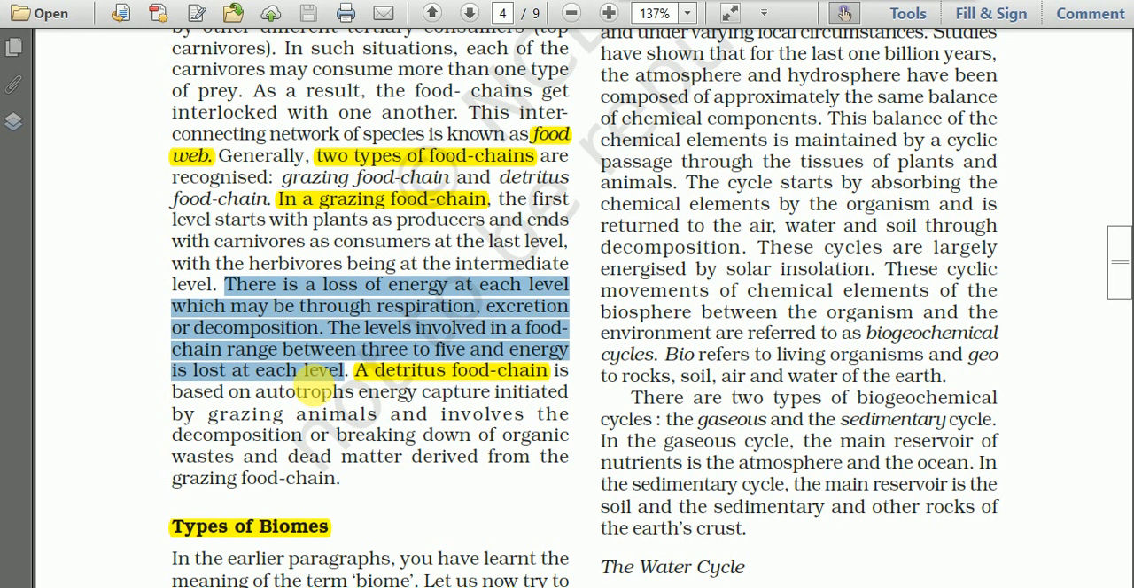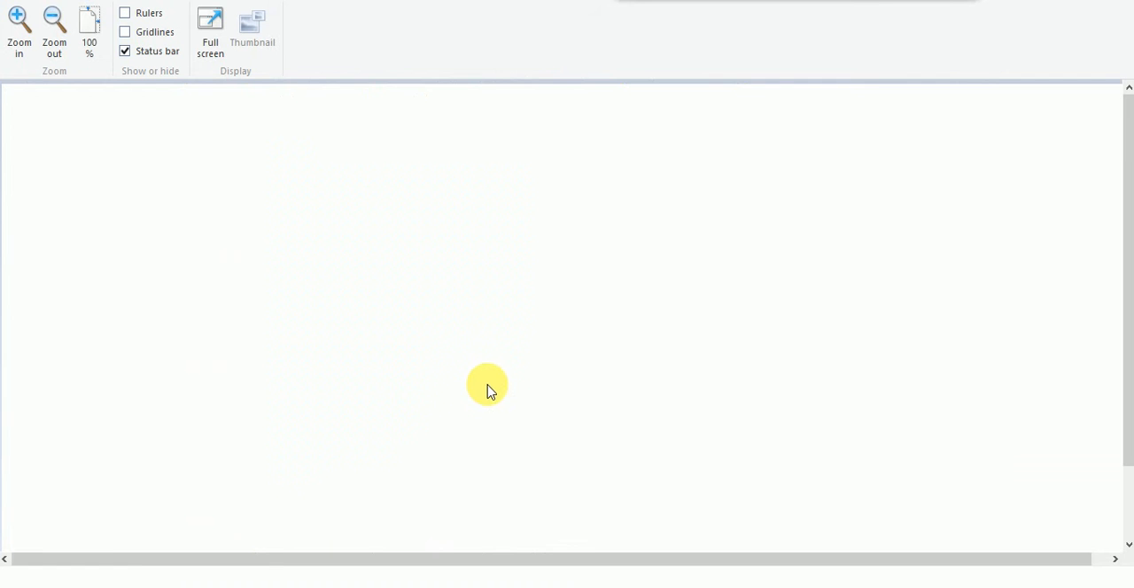And the levels involved in a food chain range between 3 to 5, and energy is lost at each level. In a food chain there may be 3 levels, 4 levels, or 5 levels, and energy is lost at each level. And just see here, here we have this pyramid.